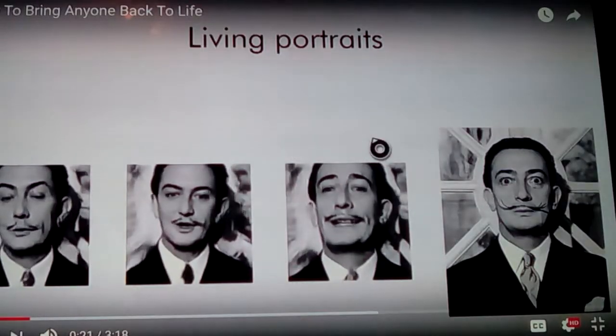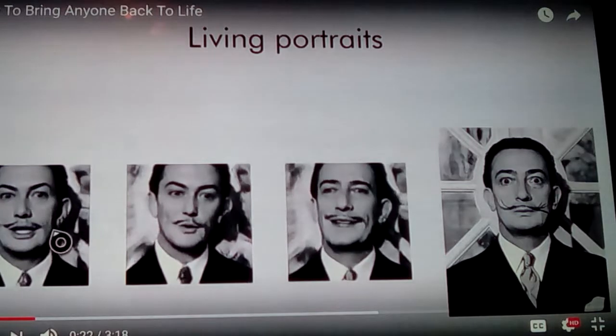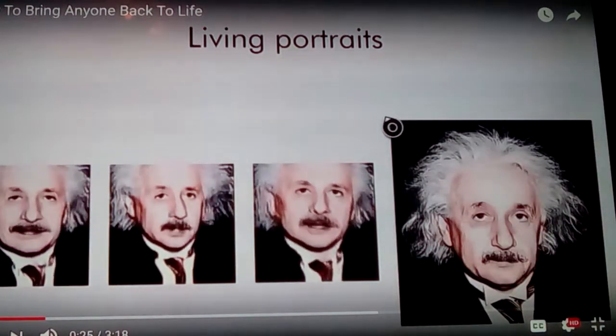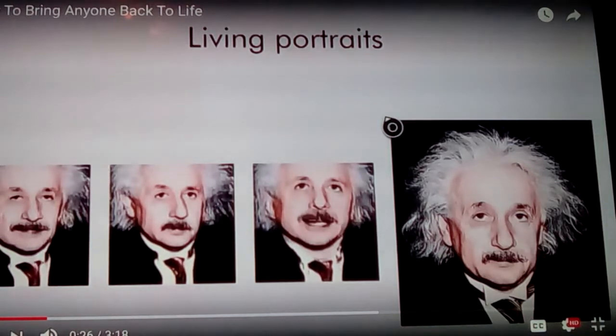So you could take something like Salvador Dali, and if you look at these, you can tell they're mapping it onto the face. But how would you like to hear, oh, I don't know, Einstein telling you the theory of relativity himself? Or something along that line, if he was to tell you what they found out since the theory of relativity. Isn't that neat?